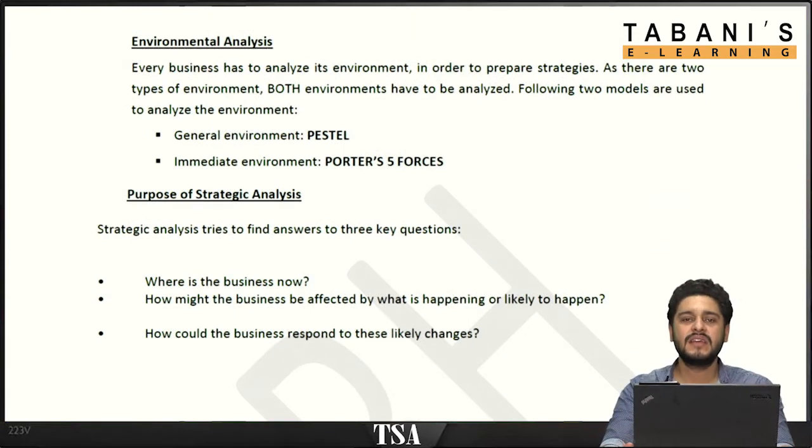Number one is the general environment, which is analyzed with the help of the PESTEL model. PESTEL means the political, economical, social, technological, ecological, and legal model. And then there is the immediate environment. Now, what do you mean by immediate environment? We'll be looking into it in detail by using the model of Porter's five forces.